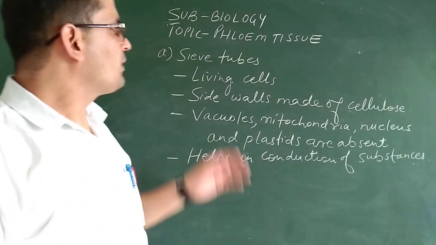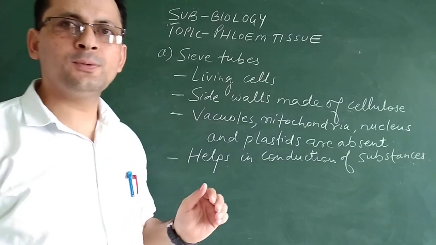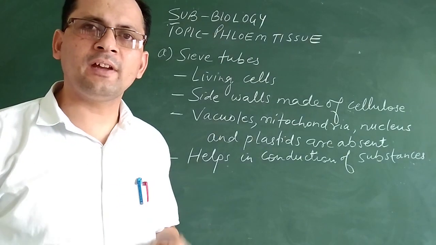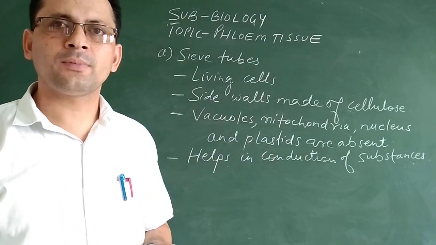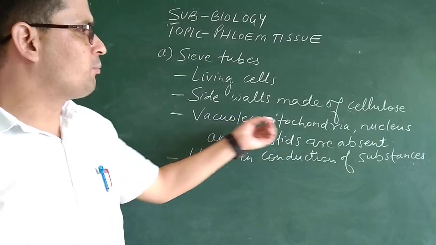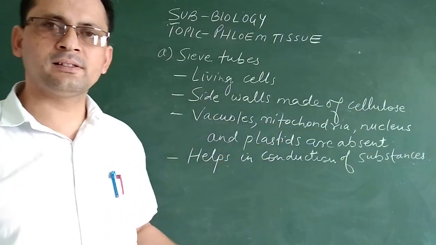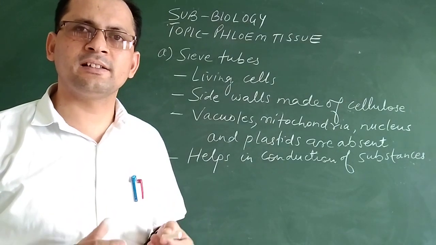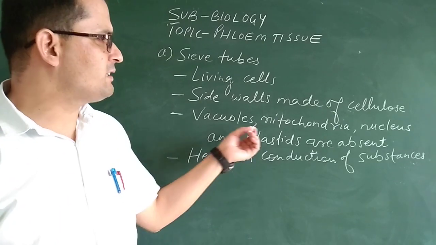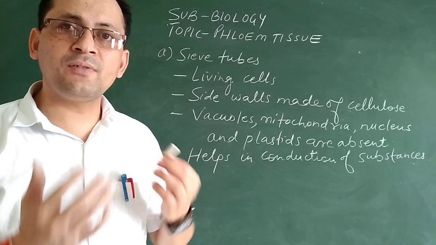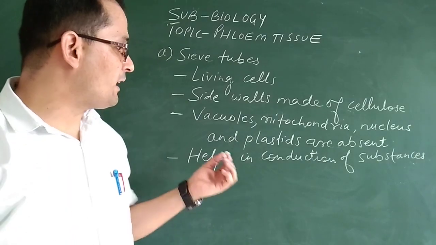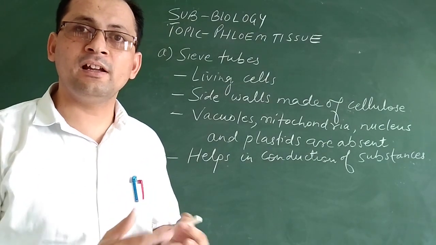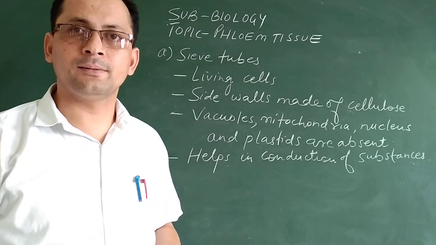Now you can see the first cell is the sieve tube. These are living cells and the side walls of the cell are made up of a chemical known as cellulose. The vacuoles, mitochondria, nucleus and plastids are cell organelles, the structures present inside the cell. But in case of sieve tubes, these structures are absent. Now what is the function of this sieve tube? It helps in conduction of substances. It helps to transport substances from one area to another area of the plant.